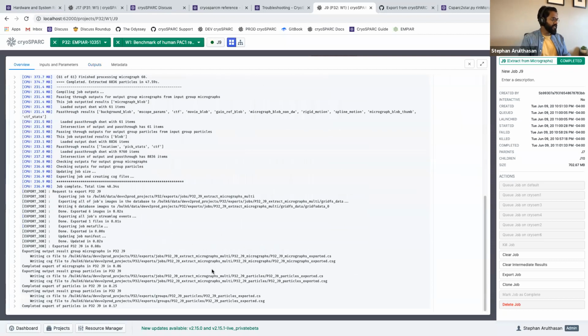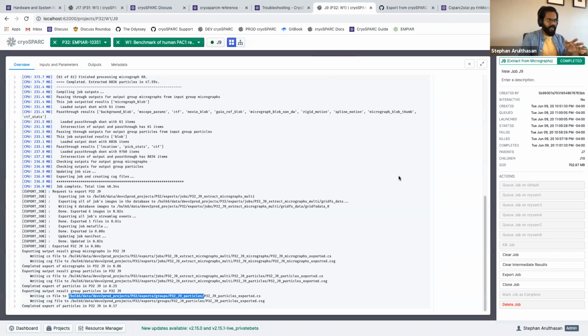And in the same place, I'll get another event text saying writing CSG file or CS file to the specific folder. And I can then take that folder, and it would only have the particles that came out of this job. And I can compress that or copy that and share that to another user.